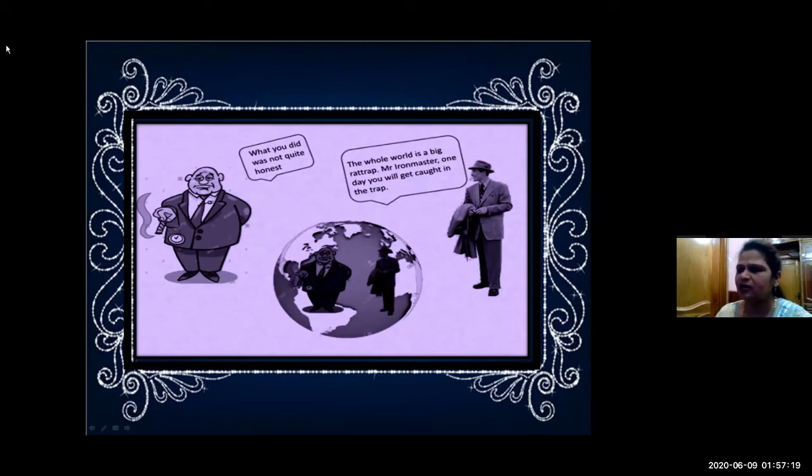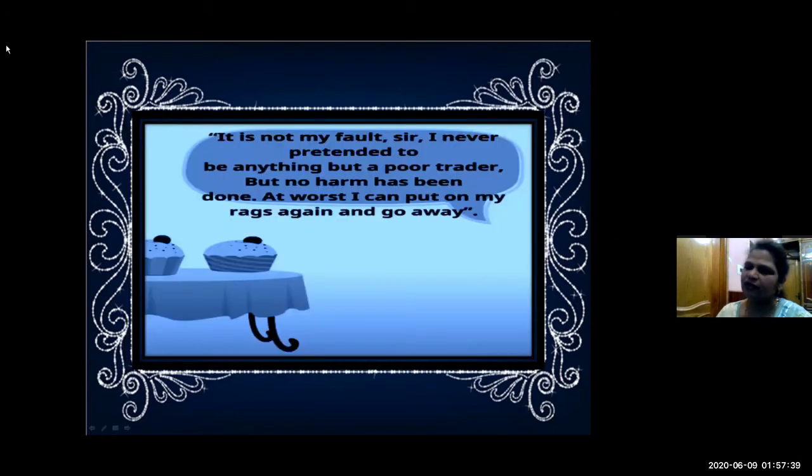The peddler also lost his temper. He said, Sir, the whole world is a big rat trap, Mr. Ironmaster. One day will come when you will also be caught in this rat trap. Today this is my turn. I have been caught, but one day will come, you will also be standing at the same position.